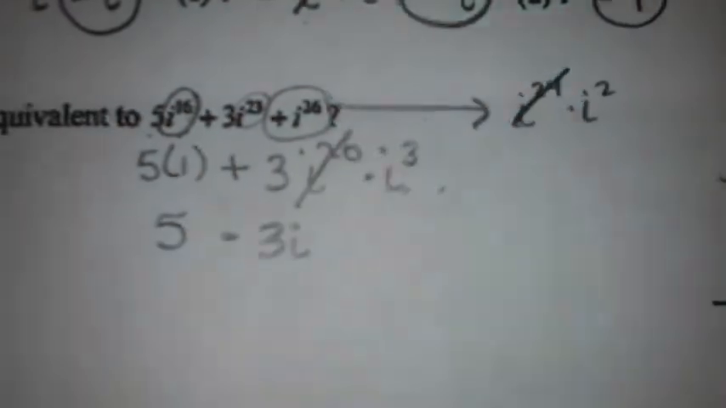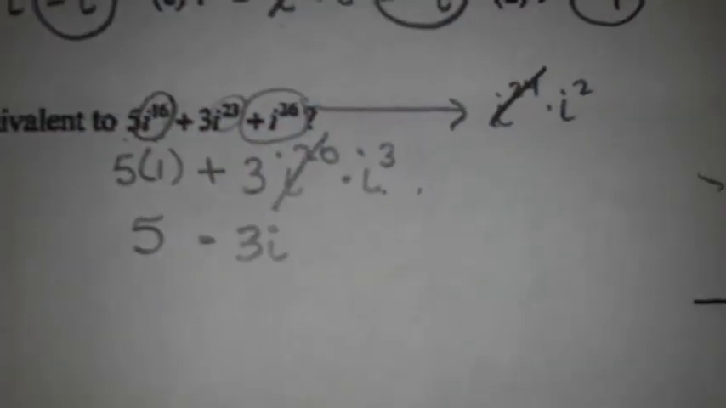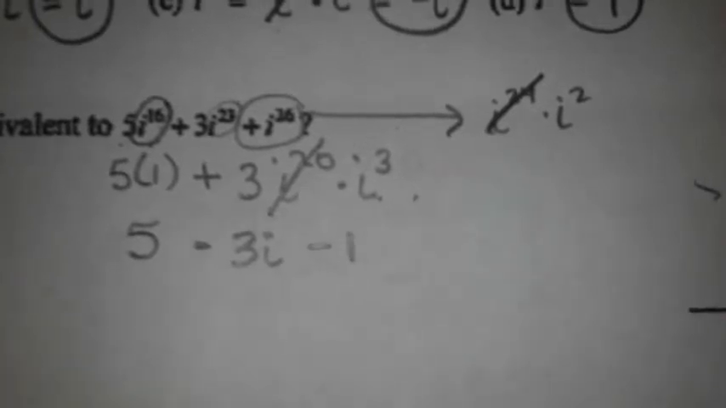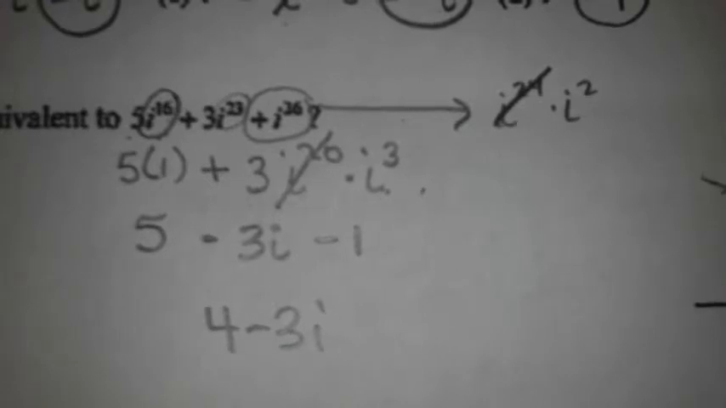Right, i to the 24th times i to the 2nd. The i to the 24th cancels, and then Maddie, what's i squared the same as? Negative 1. So this all ends up being 5 minus 3i minus 1. And so 5 minus 1 can combine now to 4. So we get 4 minus 3i, which is option 2.